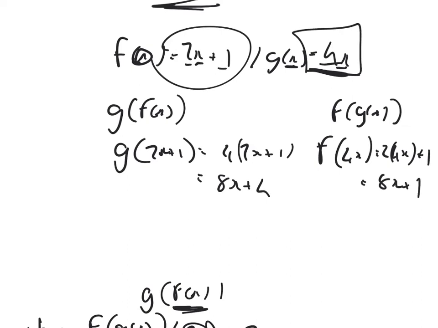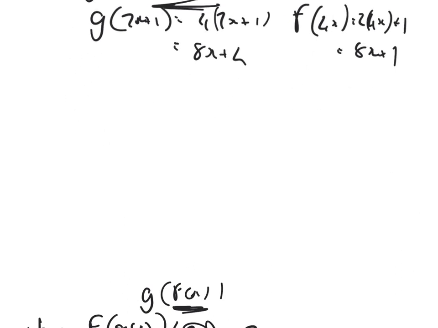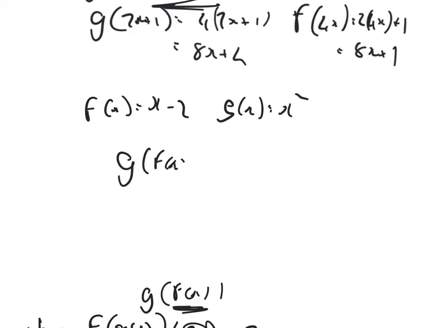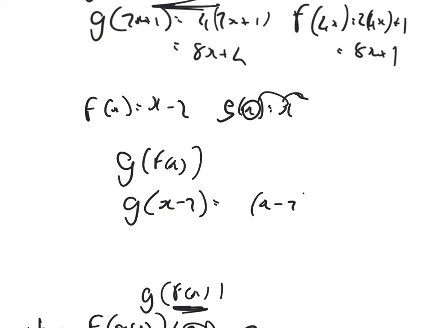Okay, our next one will be f of x equals x minus 2 and g of x equals x squared. So g of f of x is g of x minus 2. The g function is whatever's in the bracket, write it down and square it. I could open that up and that would be x squared minus 4x plus 4.